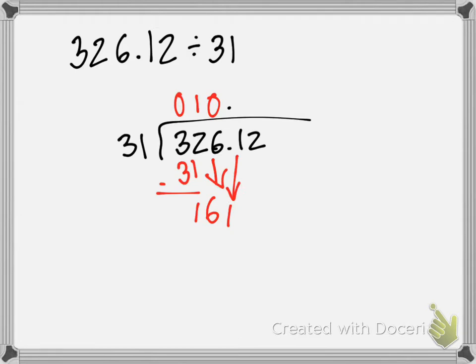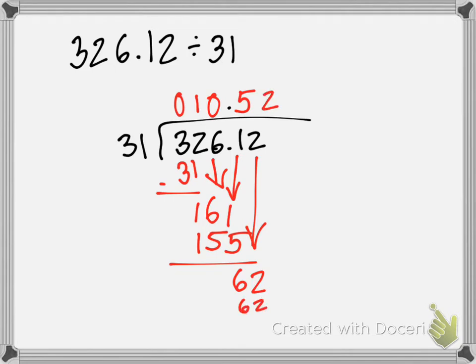I'm going to tell you, it fits in there 5 times. So 31 fits in there 5 times. That gives me 155. I subtract and I'm going to get a 6. I bring down my 2. When I bring down my 2, I think how many 31s go in? 2 of them go in. It's exactly 62. So we get 0. Our answer is 10 and 52 hundredths.